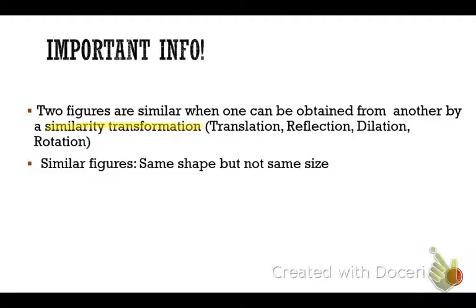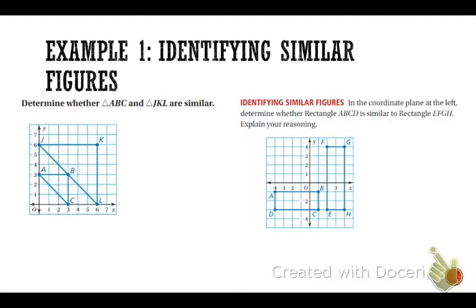But what's happening now is that all four of my transformations are on the table. It could be a translation, a reflection, a dilation, or a rotation. It could be any of them. So they won't always be the same size. Does not mean that they're not similar, though.